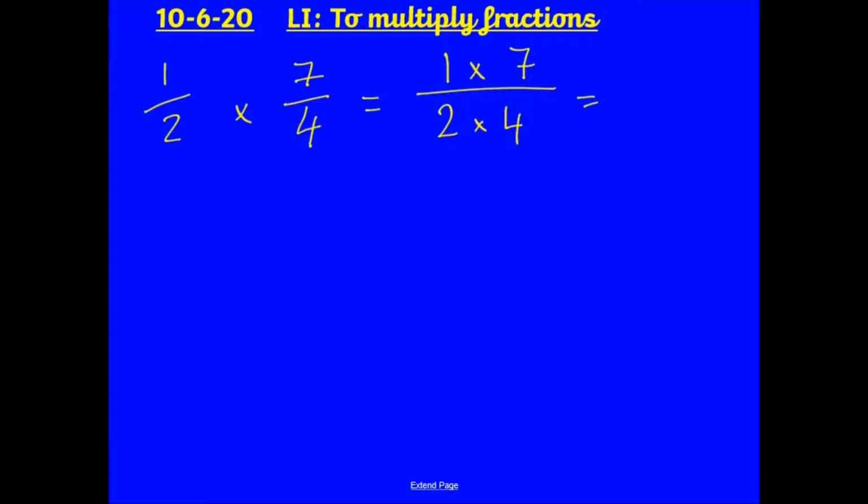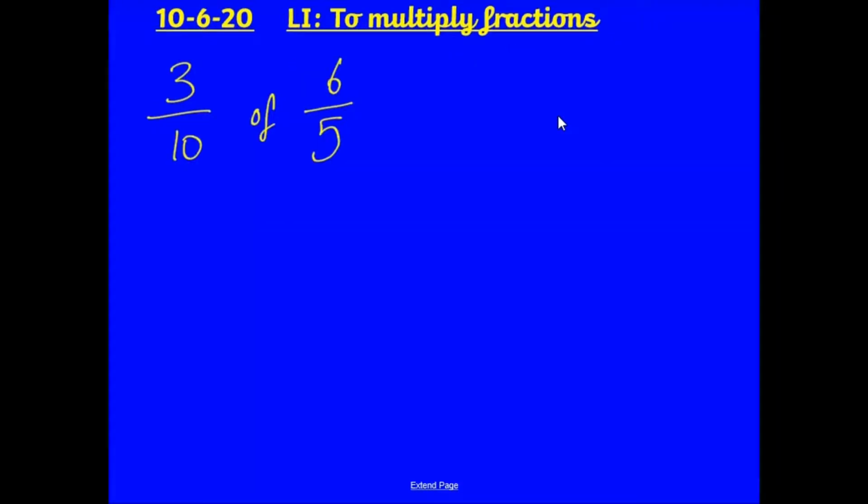So 1 times 7 is 7. And 2 times 4 is 8. 7/8. Can I simplify that? Do they share any common factors? Nope, they do not. Apart from 1, but that would not change my answer. Therefore, my answer is 7/8. 1/2 of 7/4 is 7/8. Okay then. 3/10 of 6/5.